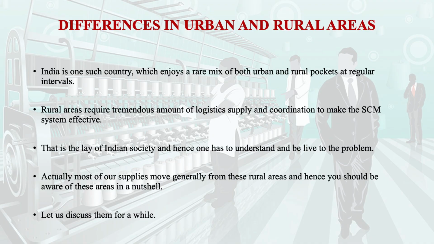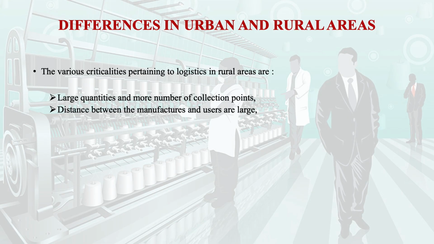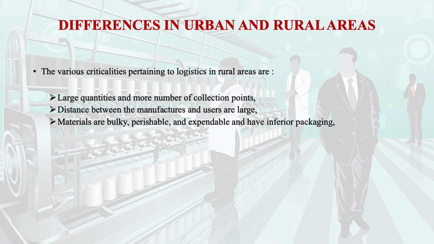Now, what we want to know are the problems in these areas. Let us discuss them for a while. The criticalities pertaining to logistics in rural areas are large quantities and a larger number of collection points. Distance between the manufacturer and users is large. Materials are bulky, perishable, expendable, and have inferior packaging.